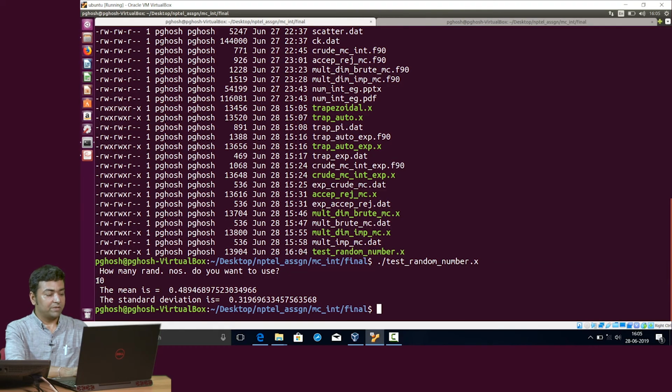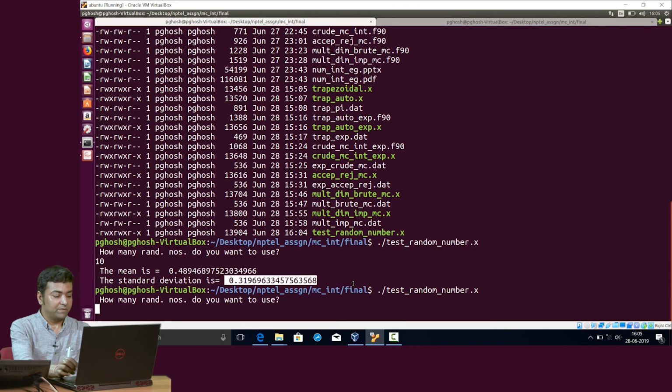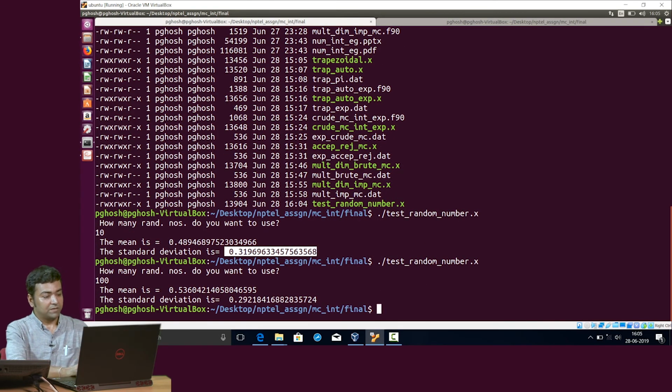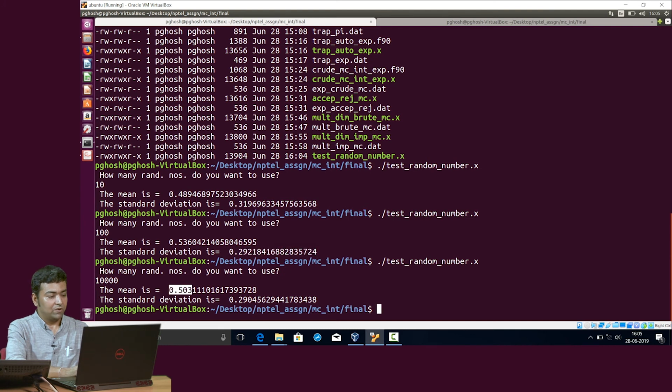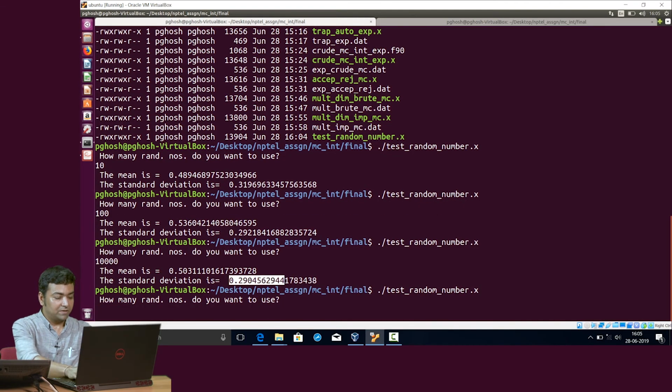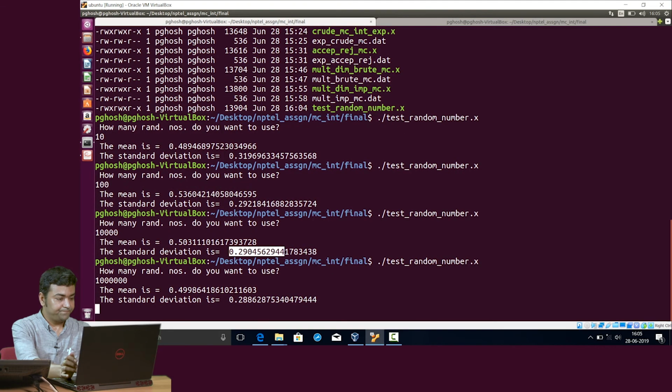You see with 10 random numbers here, the value of the mean is quite far away from 0.5. Similarly, the standard deviation is also quite far away from 0.2886. Now, if I increase the number of random numbers, say from 10 to 100, you see both the values are still away from the exact value. Now, we make it say 10,000. Now, you see the mean is gradually going towards 0.5 and the standard deviation is gradually going towards 0.2886. Now, if I increase it further, you see it is much closer to that value.